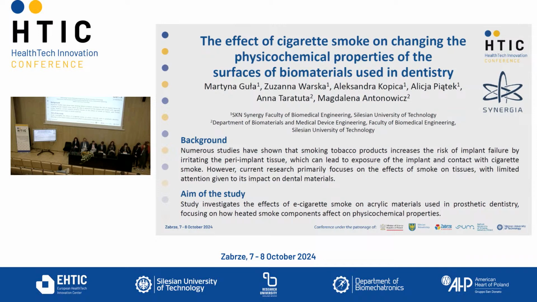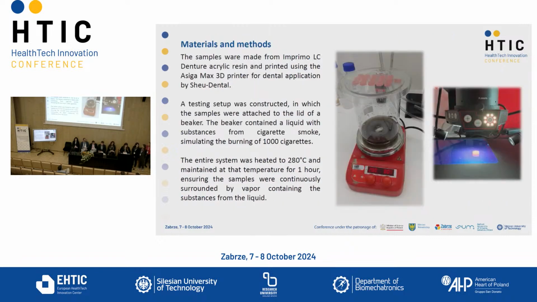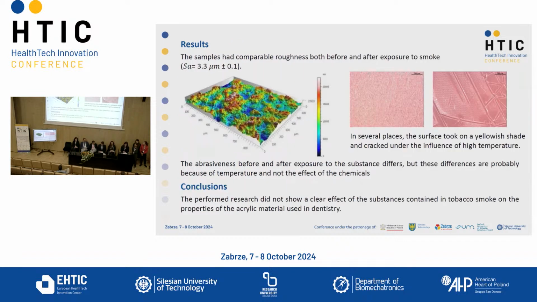The proportion of substances in the liquid simulated the effect of burning 1,000 cigarettes. And then the entire system was heated to 280 degrees and maintained at that temperature for 1 hour. As a result, we obtained that these samples had comparable roughness before and after exposure to smoke. In a few places, the surface took on a yellowish shade and cracked, probably due to the high temperature.